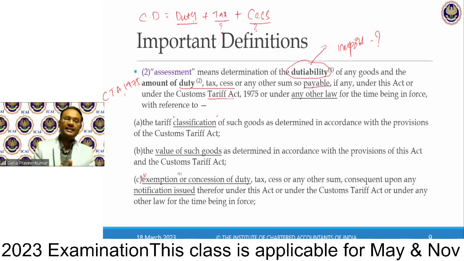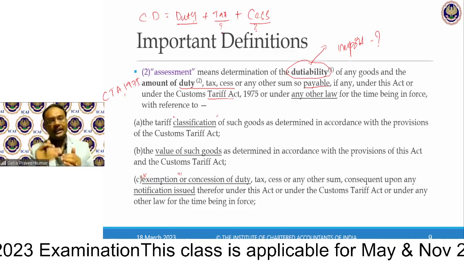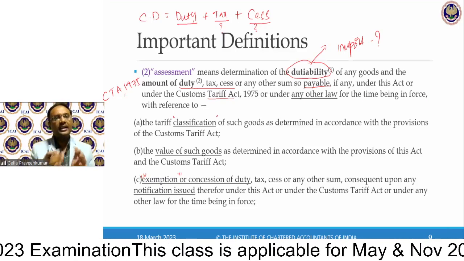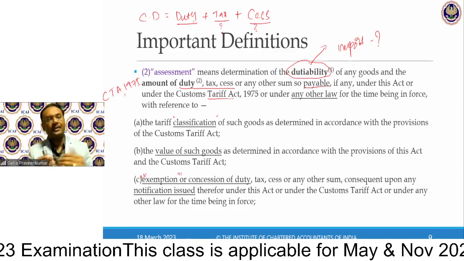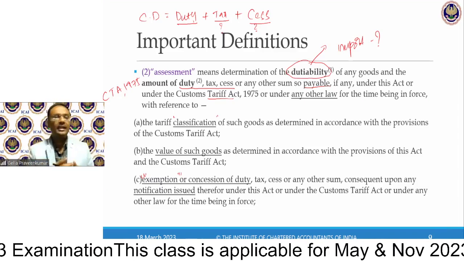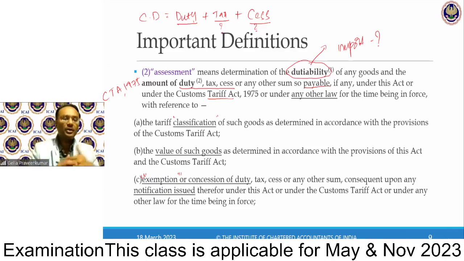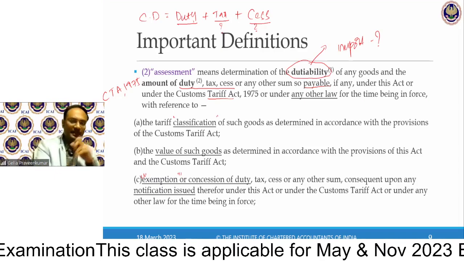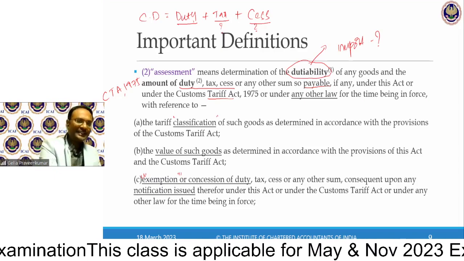On the basis of HSN, based on chapter 82, chapter 32, chapter 35, I refer to the respective chapter and see what is the rate of customs duty prescribed over there. That's how I get to know my rate of tax. Then moving on, point number 1, classification.